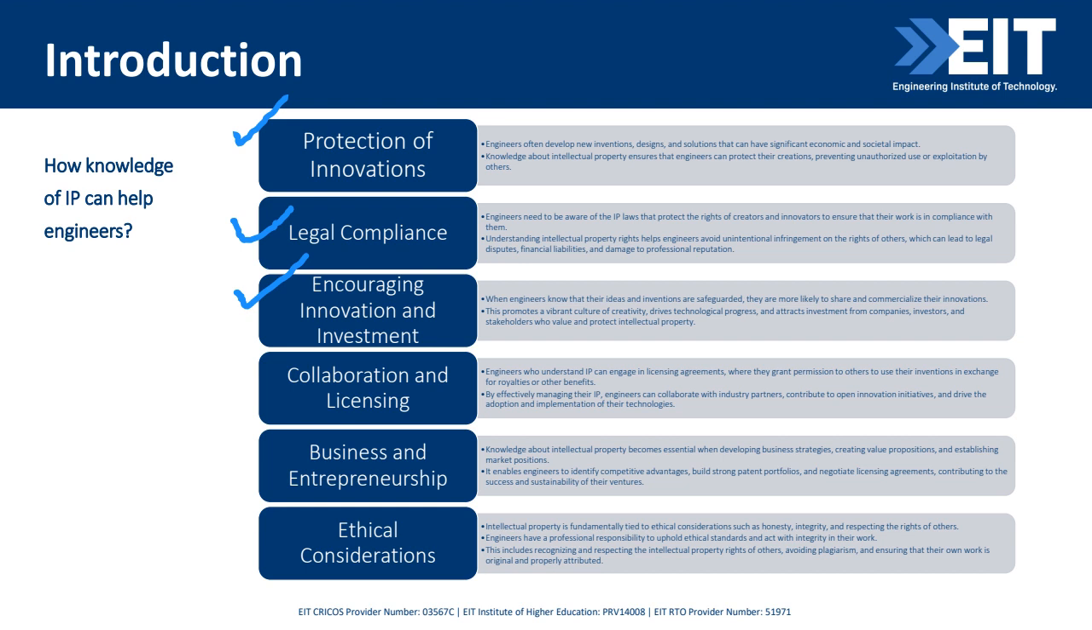That brings us to the fourth point, which is collaboration and licensing. Intellectual property can be leveraged to facilitate collaboration and technology transfer between different entities. Engineers who understand intellectual property better can engage in licensing agreements better, and they can also grant permissions to others for using their invention in exchange for royalties or some other benefits. But at least we know the value of our invention. The next point is business and entrepreneurship.